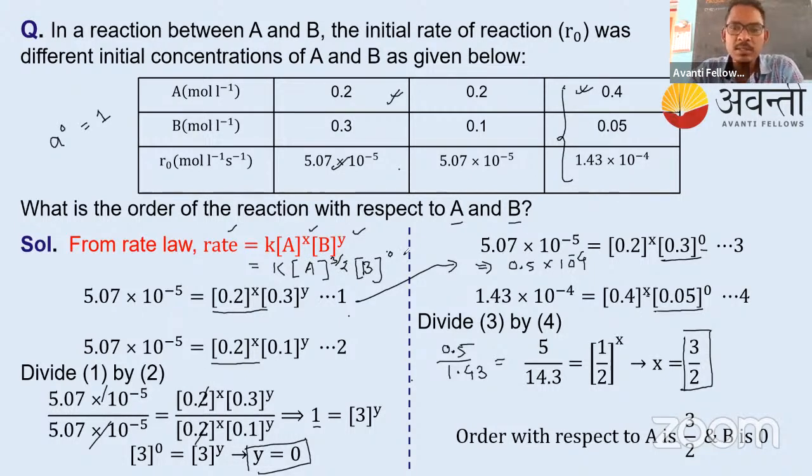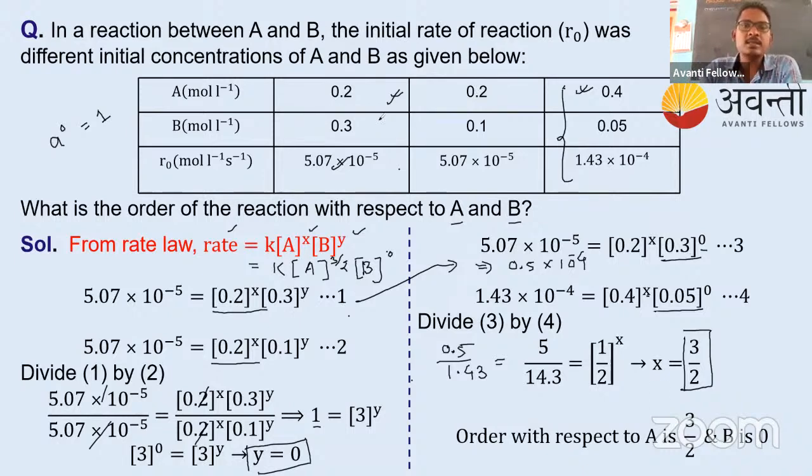So, everyone understood this, how we got this value, how to solve the value of x and y, and writing the order of the reaction with respect to each reactant. Now tell me, what is the order of this whole reaction? How much will we get as the order of this reaction if we know the respective order of each reactant?